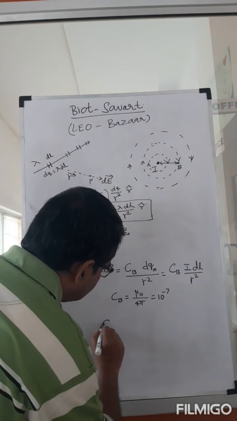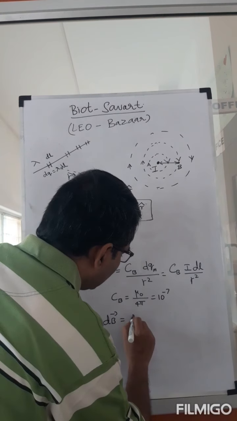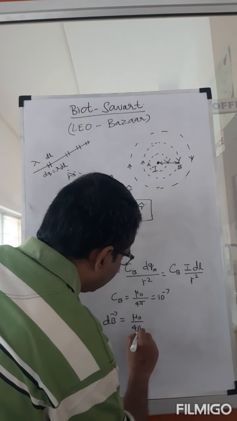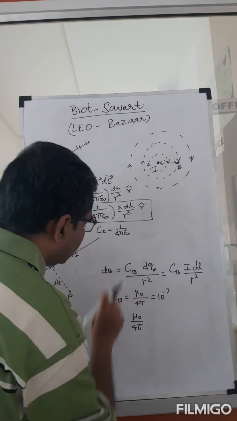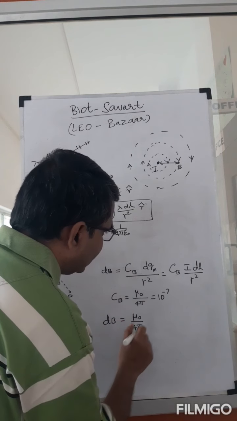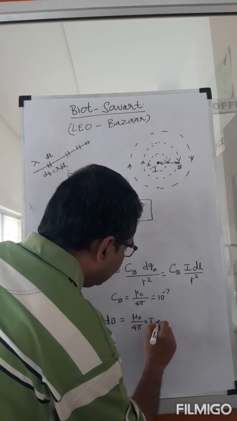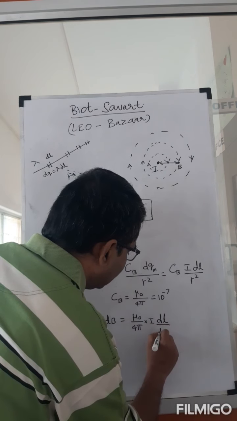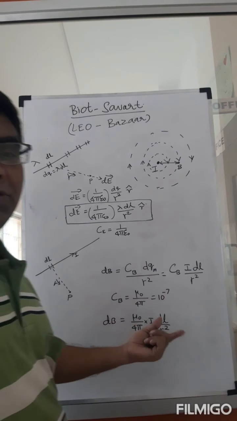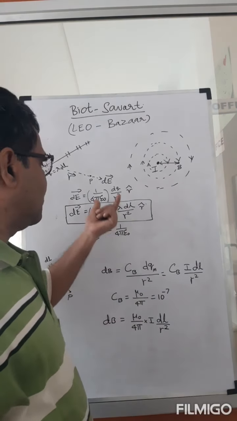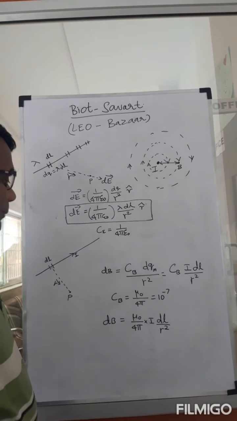So what do you get here? So dB is equal to mu naught by 4 pi into I dl by r squared. This mu naught by 4 pi is simply 10 power minus 7, but just to be consistent with the previous one, I am doing this. Okay.